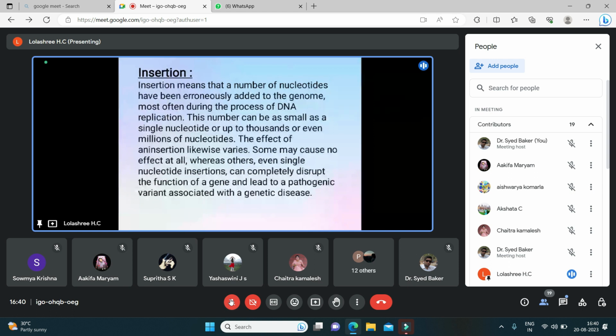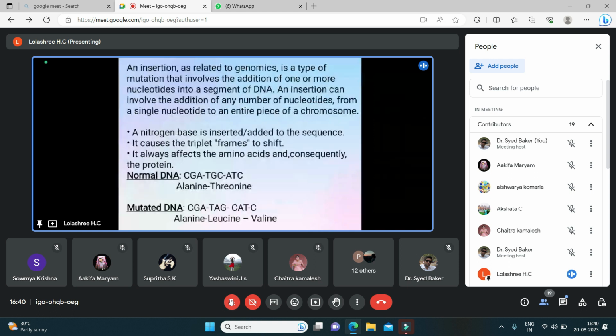An insertion, as related to genomics, is a type of mutation that involves the addition of one or more nucleotides in a segment of DNA. An insertion can involve the addition of any number of nucleotides from a single nucleotide to an entire piece of a chromosome. In this, a nitrogen base is inserted or added to the sequence. It causes the triplet frames to shift. It always affects the amino acid and consequently the protein.